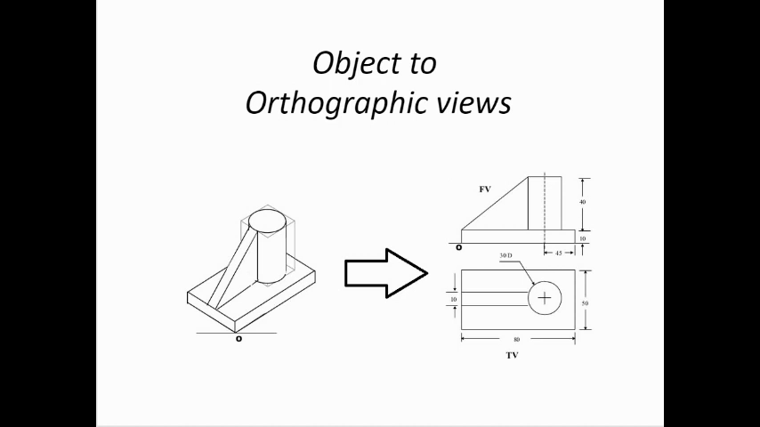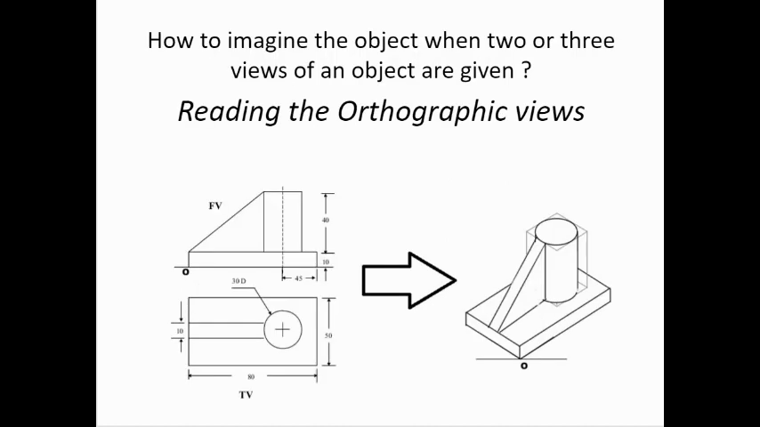The orthographic projections, we have seen when the object is given, how to draw the orthographic views, that is front view, top view and side view. But more often what is required in engineering practice is the other way, that is how to imagine the object when two or three views of an object are given. So here the orthographic view is given and we have to imagine the object, that is converting the orthographic to isometric. That is more often required.